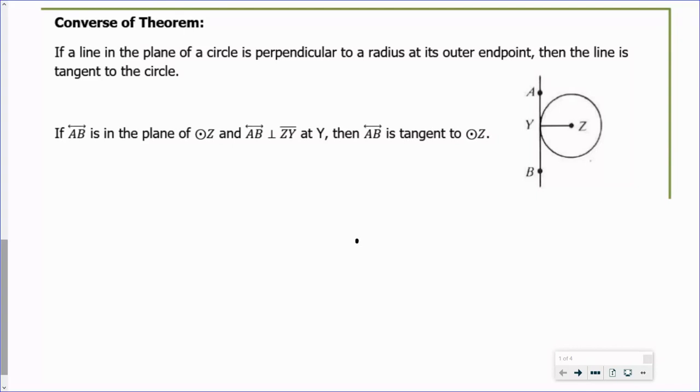Okay, so we are back for part two of the previous video. As I mentioned, we're going to talk about the converse of the theorem that we studied in the previous video and also a corollary. So let's read the converse of this theorem.